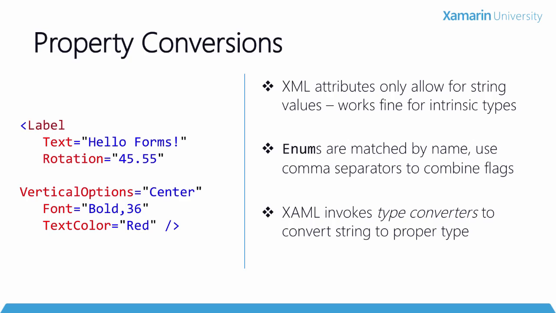Font is a complex type that uses a type converter, and color is a simple object, which also uses a type converter. Type converters have been in .NET since version 1.0, and they're used to take strings and turn them into some object type. You can write your own type converters and associate them to your own types to make them XAML friendly, but the system provides many of the common ones that you might need.